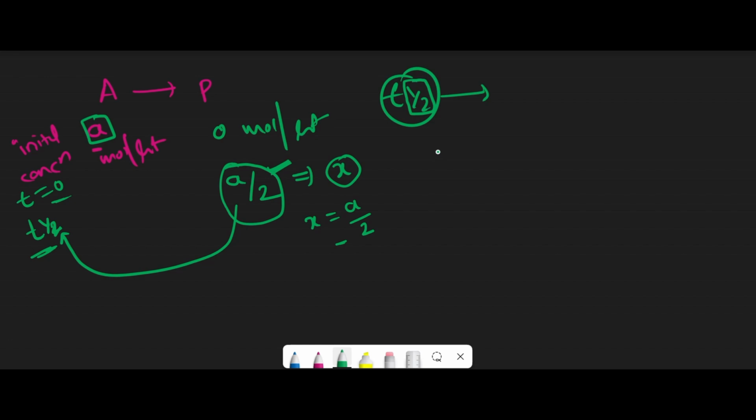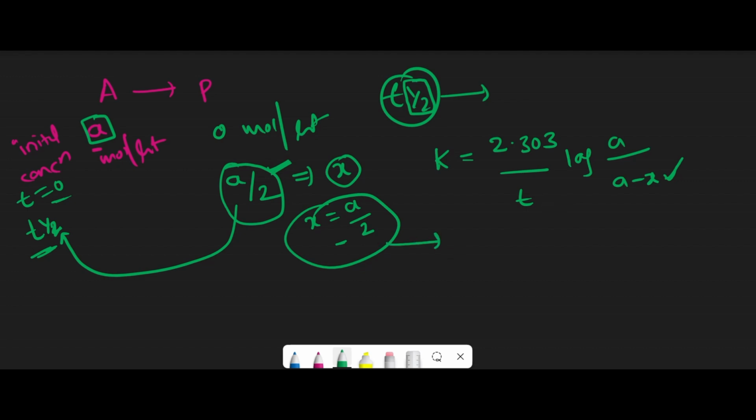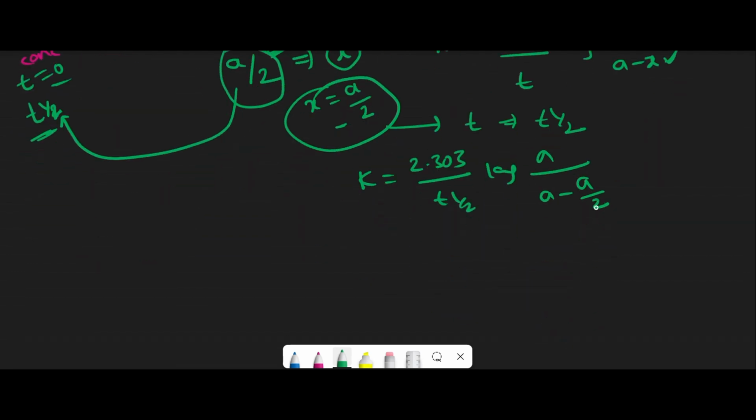So in order to calculate the first order T half from this expression, we have to substitute x equals a by 2. Whatever time is required for that process, that time will become T half. So k equals 2.303 by T half log a by a minus a by 2. Is there any doubt? Where x is a by 2, at that time it becomes t half.